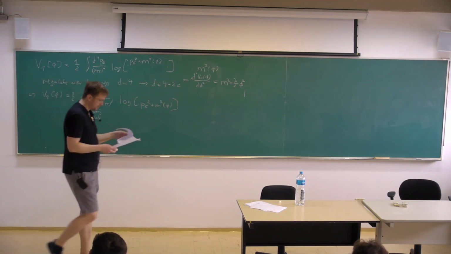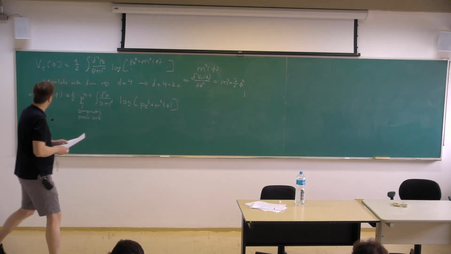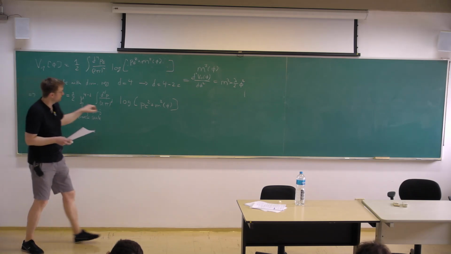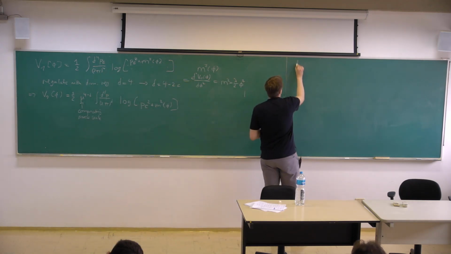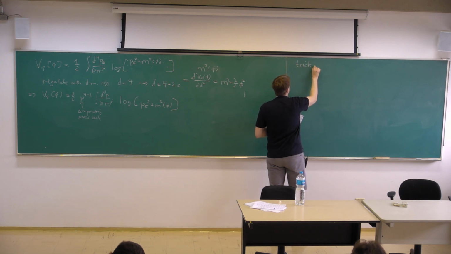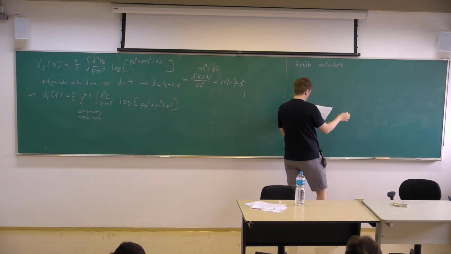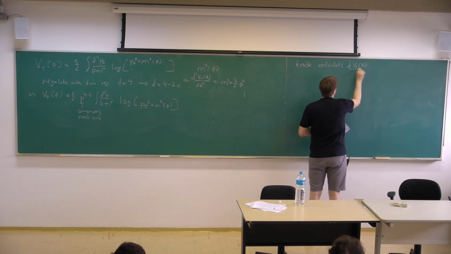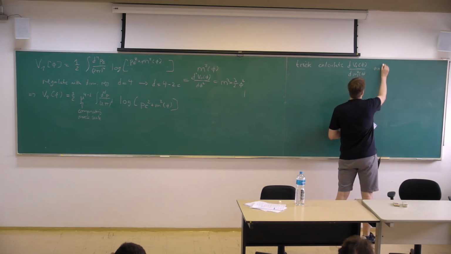Okay, so the next step is, now we'll use a trick. I will not actually calculate this object. I will take the derivative with respect to this field-dependent mass, and then I will integrate. So here's the trick. We will first calculate the derivative of V1 of phi, the derivative of this potential with respect to the field-dependent mass, and then we integrate again.